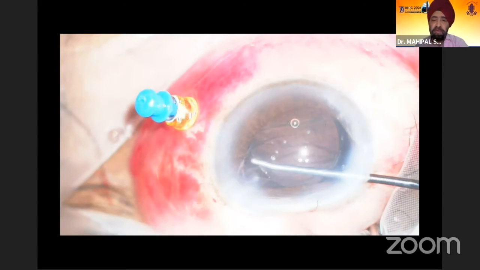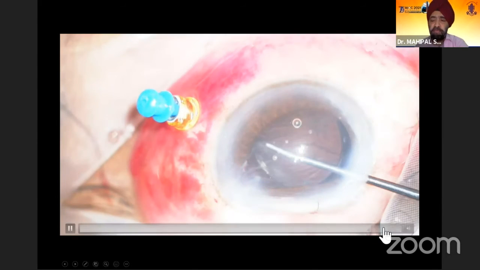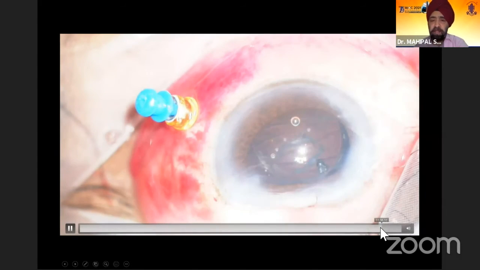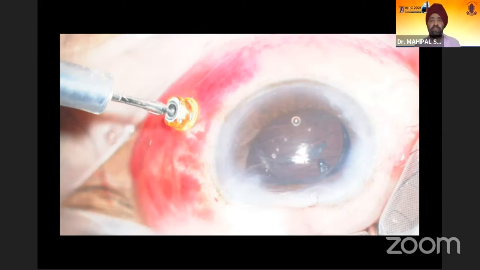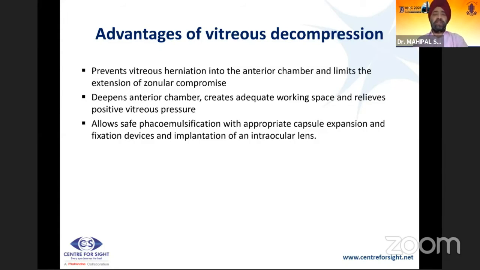This is the final removal of the vitreous, which we will now take out from the anterior approach and close this particular case. So this is the post-op. So vitreous decompression, whenever you are having subluxations, is something which is very, very important for you to do.